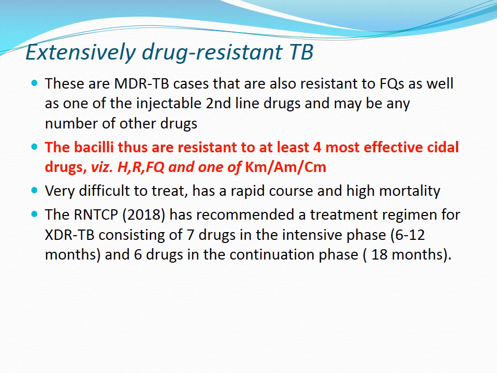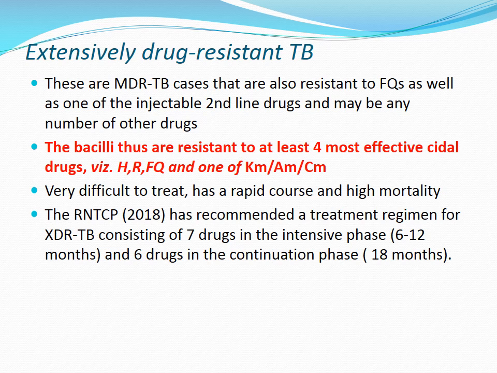So it is extensive drug resistant, as we have already seen, the bacilli are resistant to our most effective weapons. So it is very difficult to treat. It has a rapid course and there are higher chances of death or mortality in extensive drug resistant tuberculosis. Here the RNTCP guidelines suggest that for the intensive phase we have to give 7 drugs, just like rifampicin resistant tuberculosis, where we are going to give 7 drugs, and this intensive phase is for 6 to 12 months.